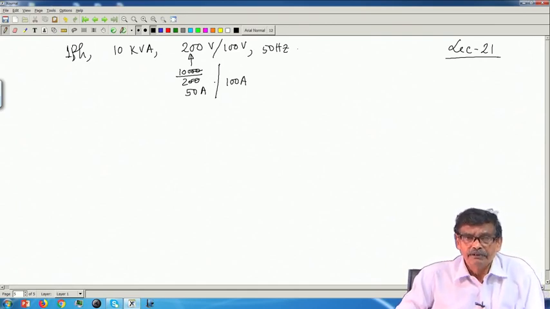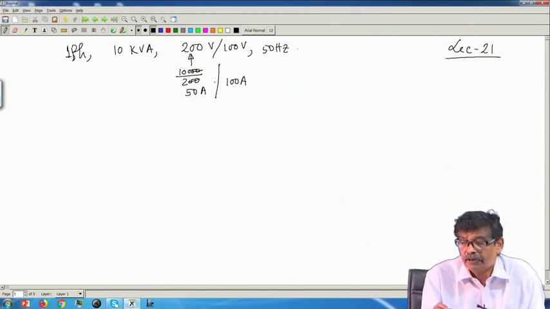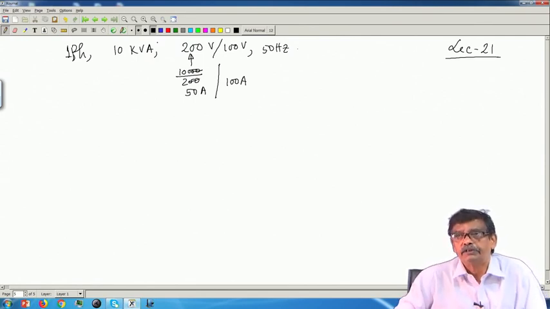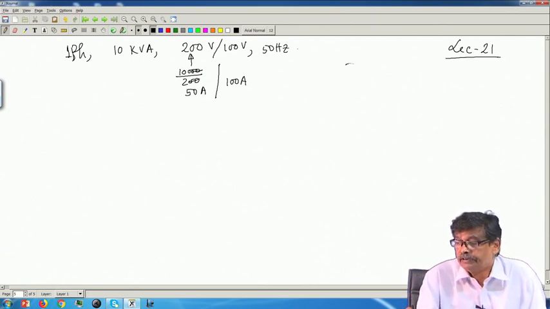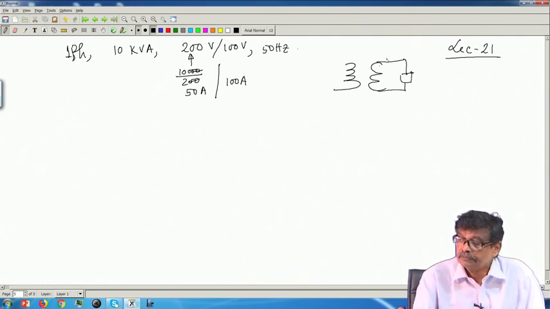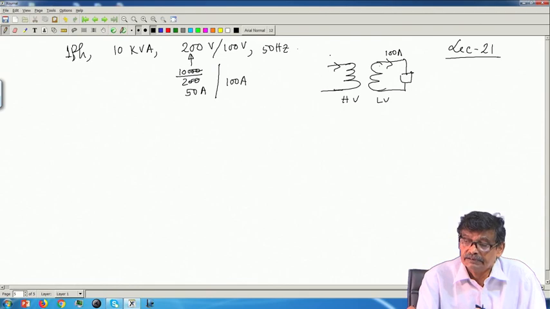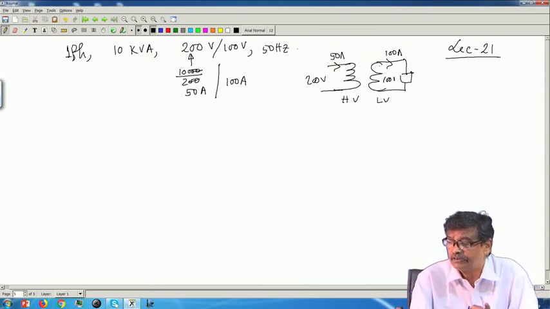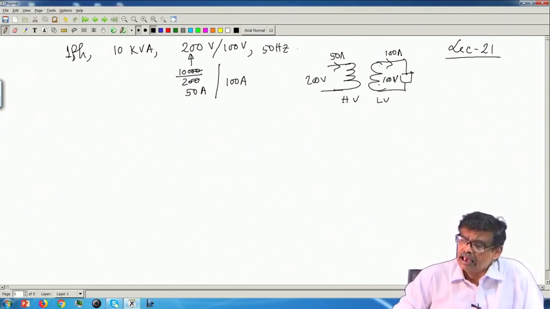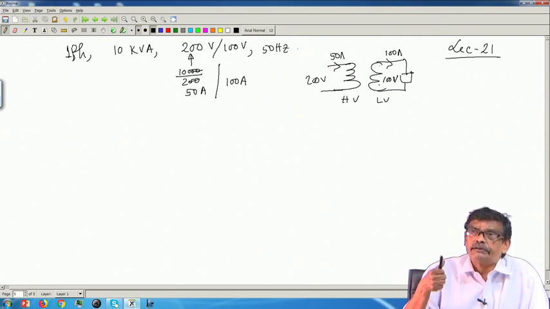I have purchased this transformer and I know I will use it at full load condition all the time, 24 hours a day. I will use it continuously at full load condition. This is the LV side, this is the HV side, this is 100 ampere and this is 50 ampere. This is the 200 volt side, this is the 100 volt side. Always sketch something of this sort to understand what is happening. Suppose I have purchased a transformer for industry, and it will be continuously operating at rated condition.